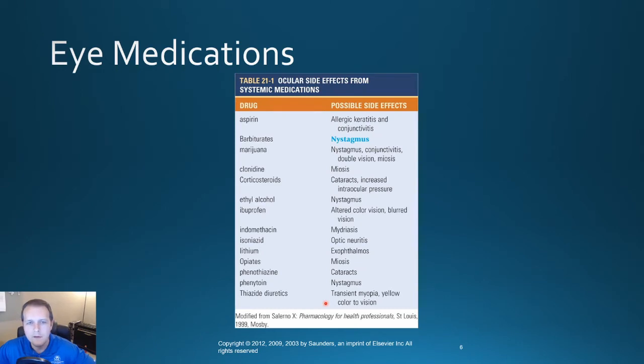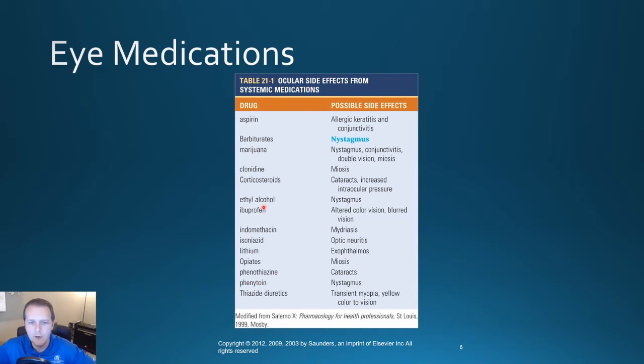Here's a couple of cases of eye medications, or medications I should say, that can cause ocular side effects. So for instance, you think about your opioids like morphine and heroin, very typically cause miosis. It's a very common thing we would see in patients who maybe have overdosed.